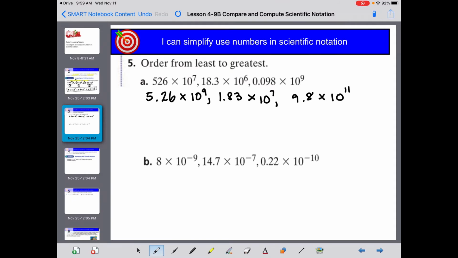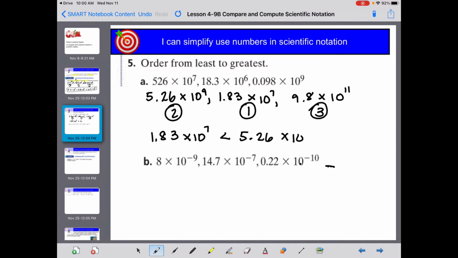Now, first I want to compare the powers of 10, and in this case, this one's first, this one's second, this one's third. To write my answer, I would write 1.83 times 10 to the 7th is less than 5 and 26 hundredths times 10 to the 9th, which is less than 9 and 8 tenths times 10 to the 11th. Good.